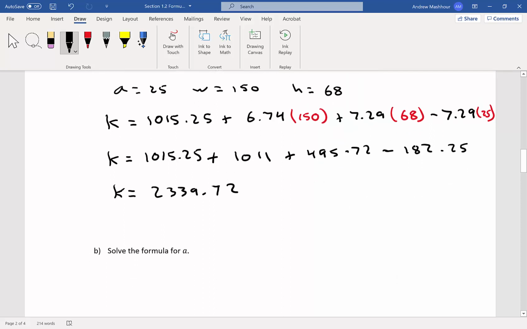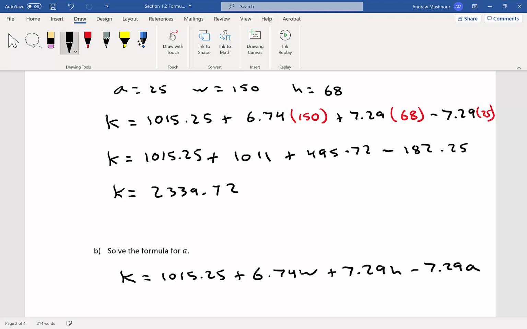Now, part B for this example says to solve for A. Okay. Now, this time, we're not given any information. We're not given what K is, what W is, what H is or what A is. So let's go ahead and start with the formula that was given to us. We have K is equal to 1,015.25 plus 6.74 times W, and then we have plus 7.29 times H and minus 7.29 times A.